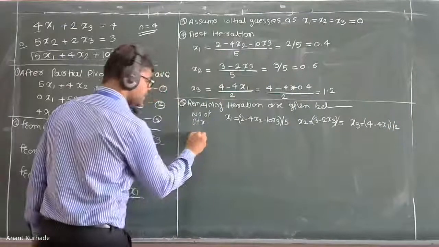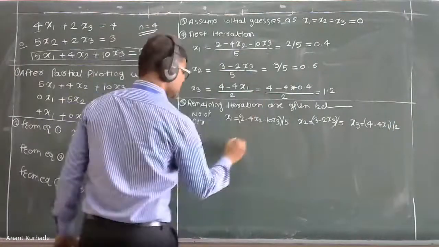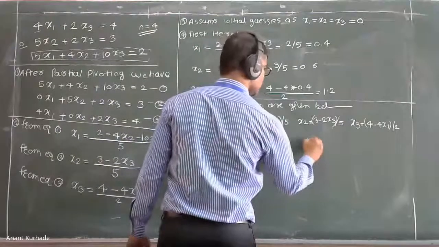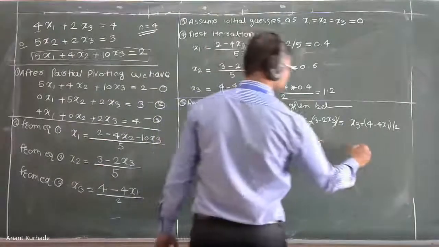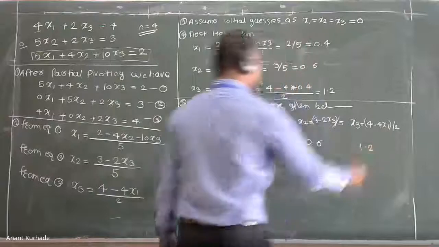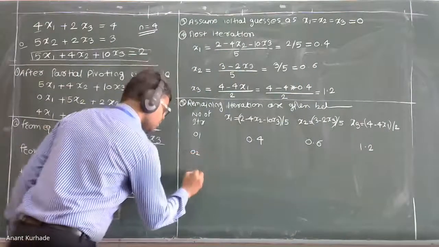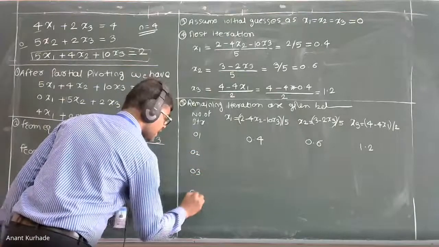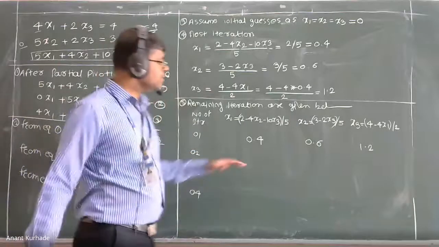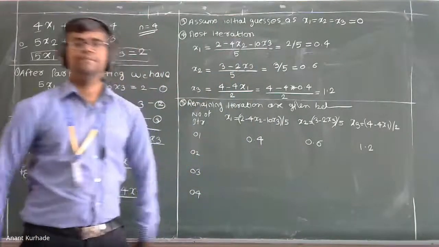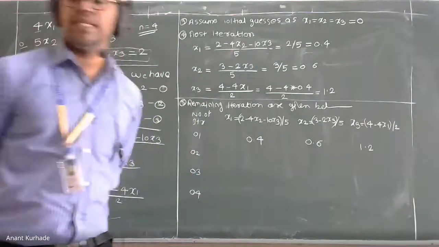Now, from the first iteration, what is x1? 0.4, x2 0.6, x3 1.2. Okay, now do the second iteration, third iteration, and the last, fourth iteration. Now you can easily find these values. Now tell me the value of x1. Yes, x1 is equal to what?